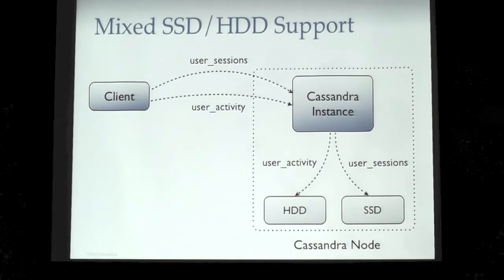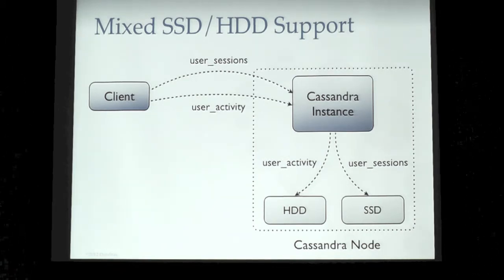The next thing that we added in 1.1 is support for mixing solid-state disks with hard disks. The reason we want to do this is that often within an application you will have data with different performance requirements. So in this example, I have a user sessions table and I have a user activity table. The user activity table is more of a log of actions that users have taken on my application. And so I'm mostly appending to that. Occasionally I'll go through and do some aggregation or analysis of it, but for the most part I'm not doing a lot of reads from that user activity log.